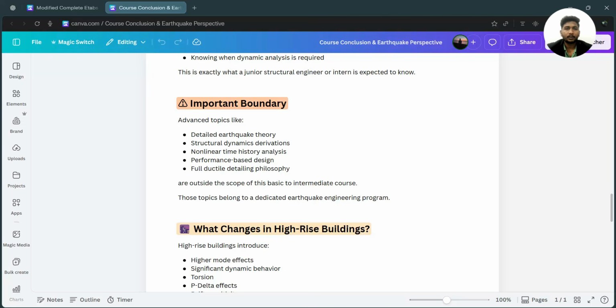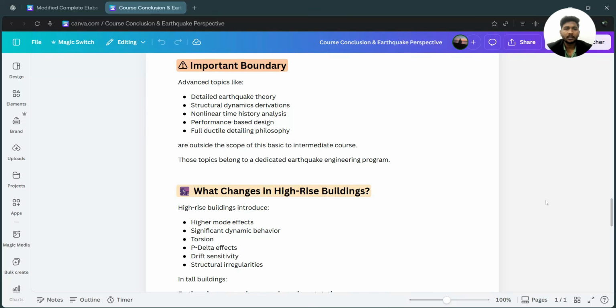And when you go for high-rise buildings, you need these important boundaries, the advanced topics you should know, and they are very important. Those topics belong to a dedicated earthquake engineering program. It is a complete 30 to 40 hour course for earthquake.